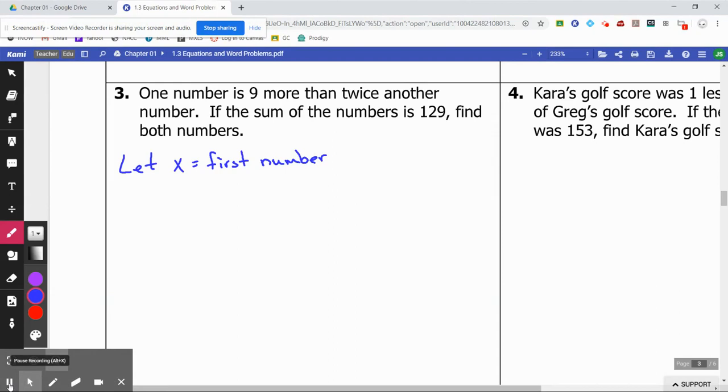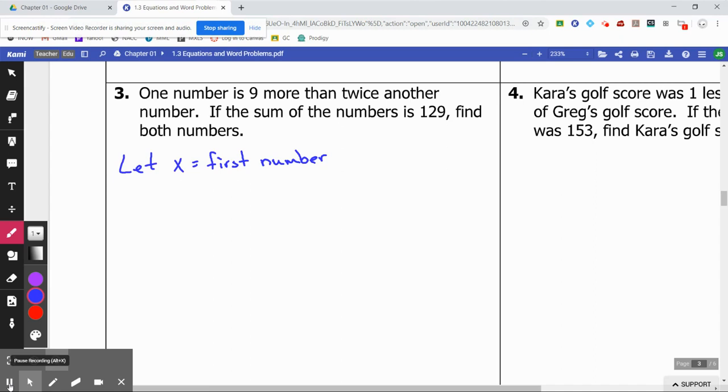Okay, here's where the tricky part is. Since there's a second number, there's two different ways we can do this. We could let y be our second number. However, there's an issue there. Then you have two different variables, and you're going to have to solve it with what's called systems. We don't want to go there if we don't have to.